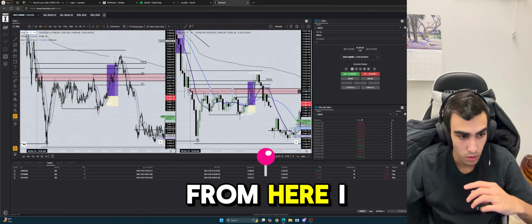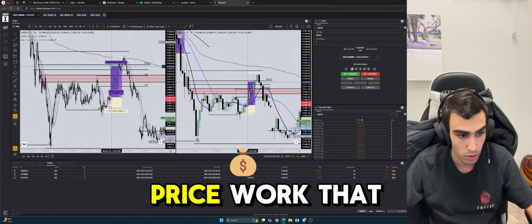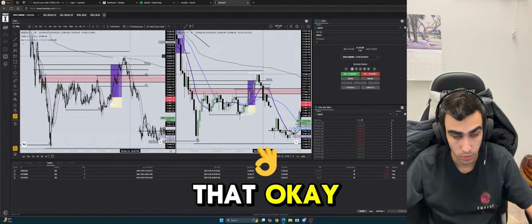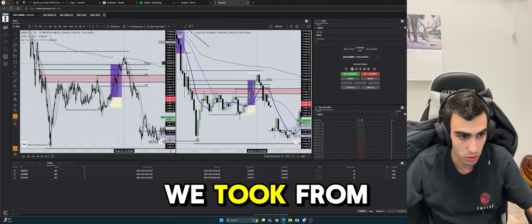From here, I was going for the main take profit, which was the 1 minute external high, which was right here. Price did see that, okay? And that was the trade today. That was the $1,500 trade we took.